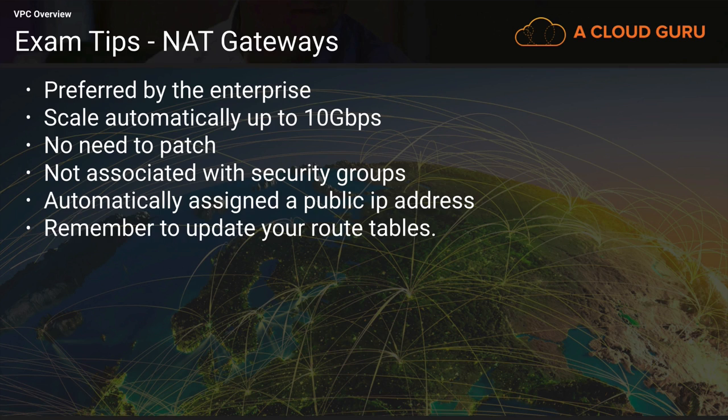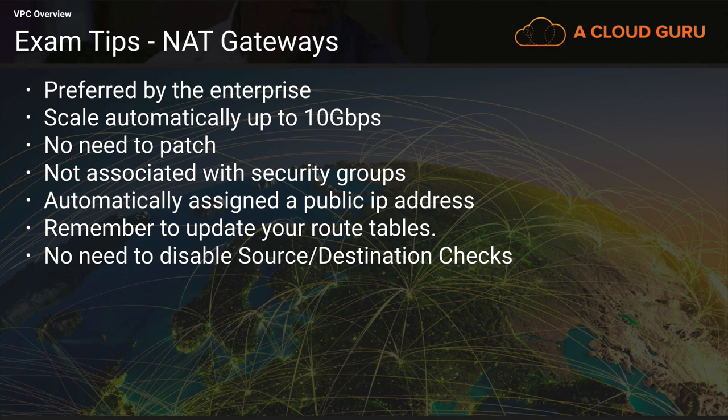Remember to update your route tables when you provision a NAT gateway. Don't forget it can take about 10 or 15 minutes, and you get that little message saying update your route tables immediately when you provision it. You still have to wait a while before you can actually go in and update your route tables, and there's no need to disable source destination checks on NAT gateways. It's also more secure than a NAT instance because you don't have to go in and patch it. Amazon takes care of it all for you.